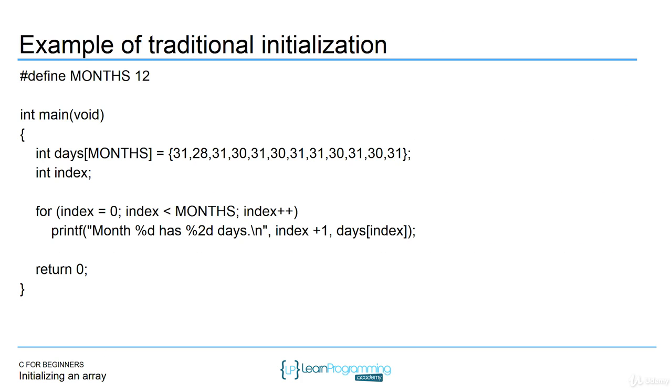So here's an example of traditional initialization where you just declare the name of your array and you supply many different numbers. In this example, we're declaring an array and it's going to store all of the days in every single month.